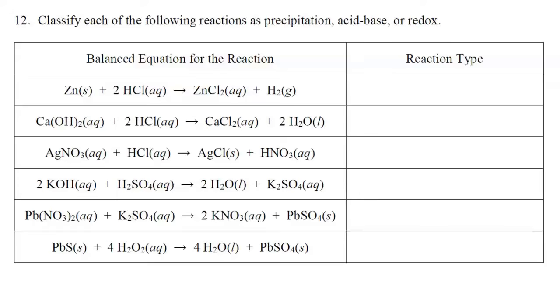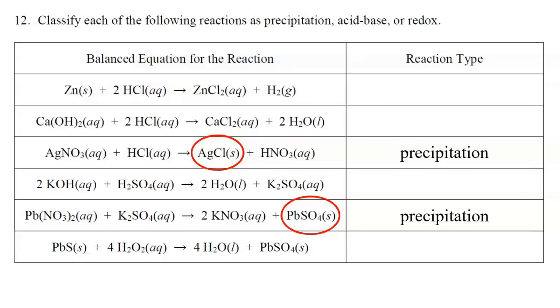So looking at these 6 reactions, do I see an example where aqueous solutions are combined to form a solid precipitate? Well, in that third example, I see aqueous solutions of silver nitrate and hydrochloric acid to make solid silver chloride. So that's a precipitation reaction. And another example where aqueous solutions are combined to make a solid precipitate would be the 5th example. We have solutions of lead nitrate and potassium sulfate to produce a precipitate of lead sulfate.